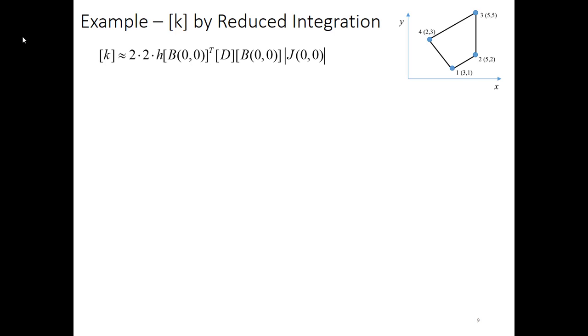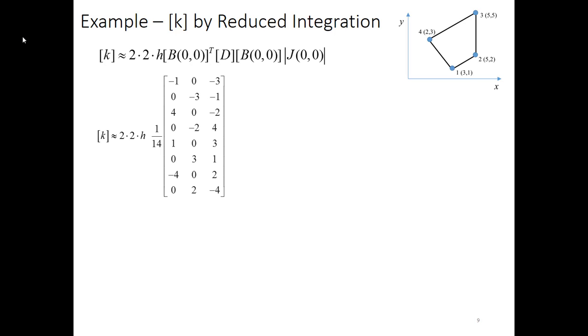So now to find K, I have to evaluate B and determinant of Jacobian at 0, 0, which I've just done, and then I multiply them. So I'm going to have the width of each interval, so 2 times 2, the width in the S, the width in the T direction, times H, the thickness of my element, times the B matrix transpose evaluated at 0, 0, times D, times B evaluated at 0, 0, and lastly times the determinant of the Jacobian evaluated at 0, 0. So the first piece, that remains the same.